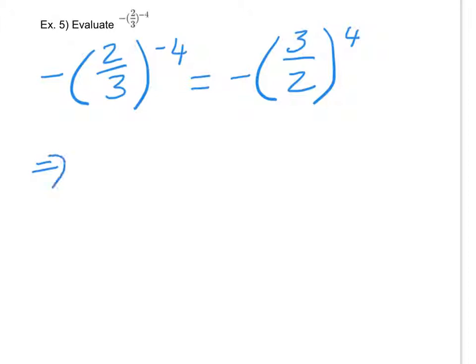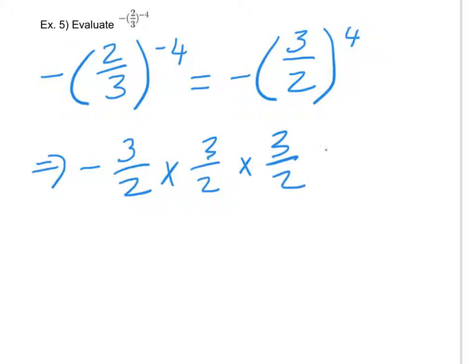So this is the key bit here. Watch, the minus isn't in the parentheses. So that means that the power of 4 is not acting on the minus. Okay, we're only going to get the minus once, but we're going to get the 3 over 2 4 times. So it's minus 3 over 2 times 3 over 2 times 3 over 2 times 3 over 2. The reason we don't have a minus in front of all the 3 over 2's is because the minus is not in the parentheses. The 4 is not acting on the minus.